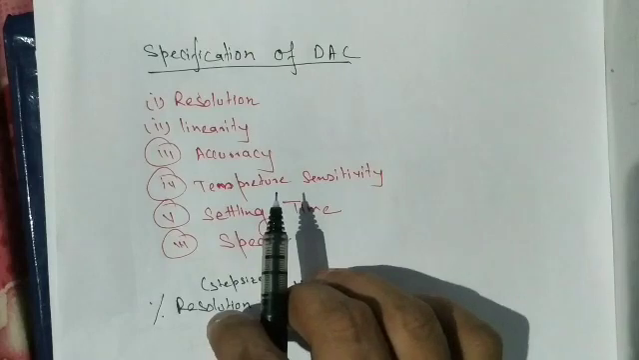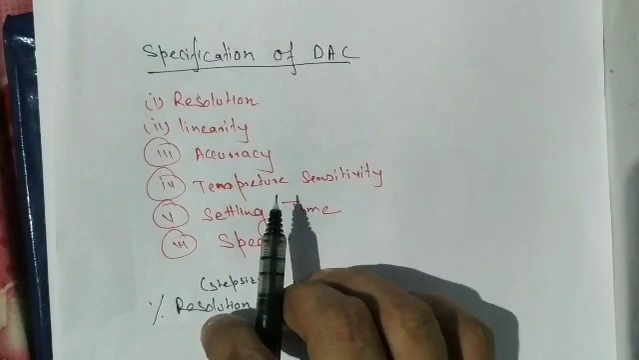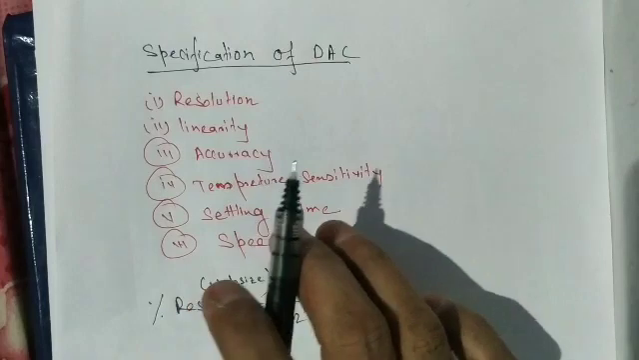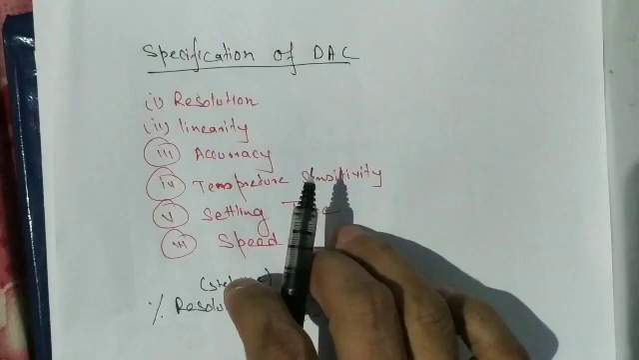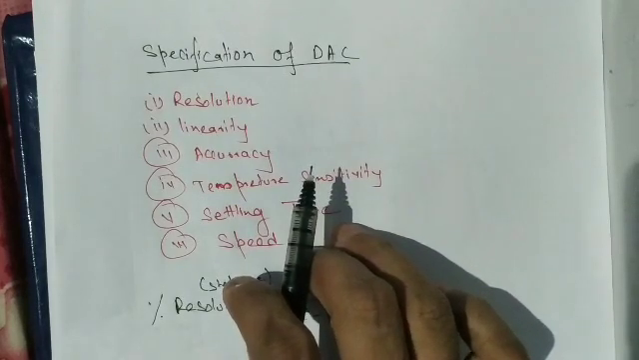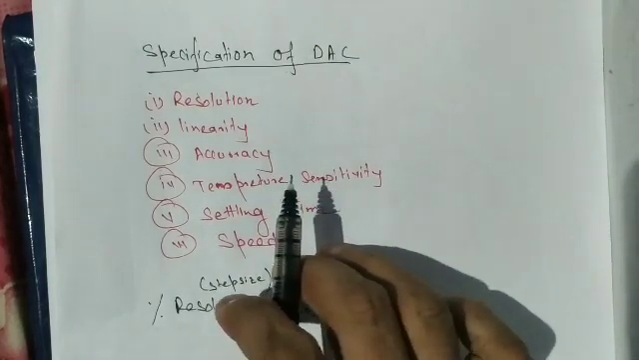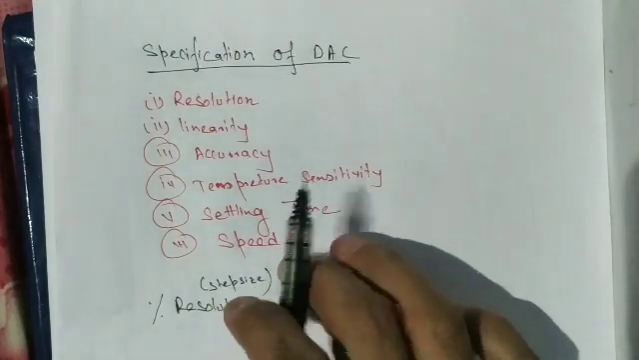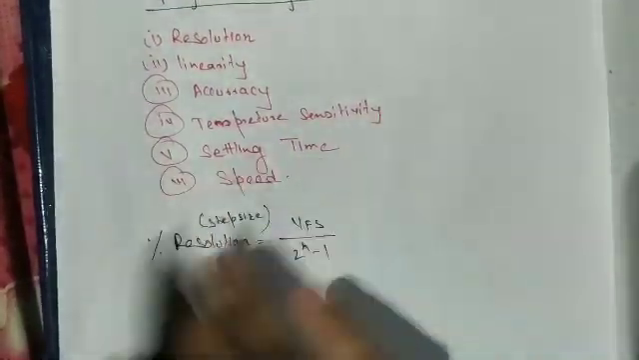Settling time, that means the time required for getting output, that is called the settling time. If we give an input, after how much time we are getting output. So this is called the settling time. DAC should have a very good settling time. That means after giving input, the output should come in almost nanoseconds. Speed is the time required by a DAC to convert one input into output. It should be fast. So these are the few specifications.